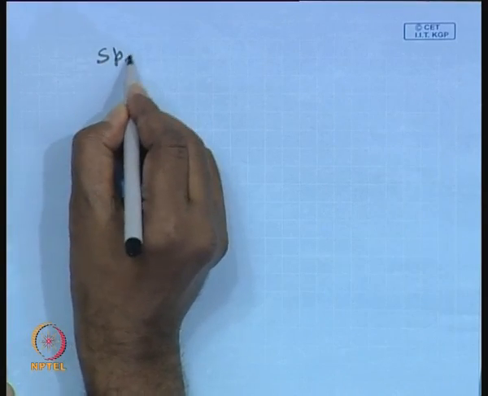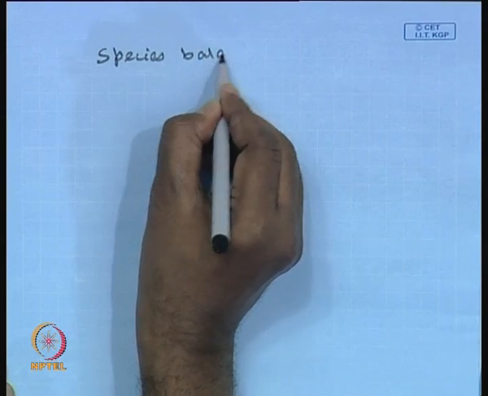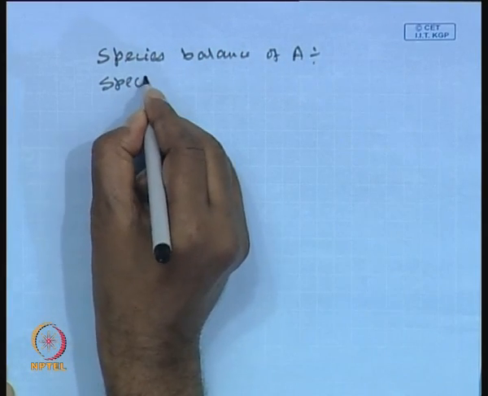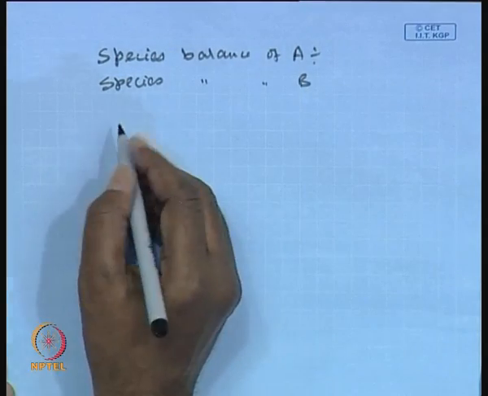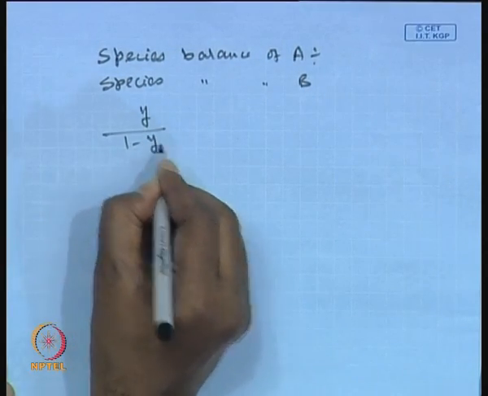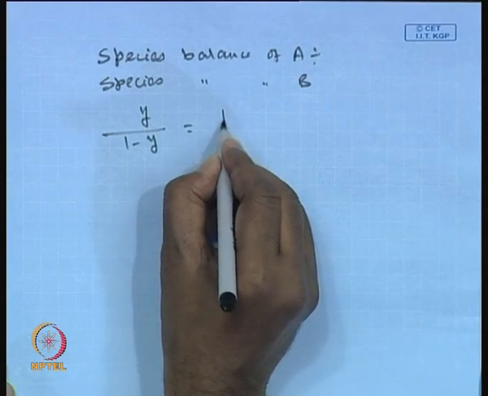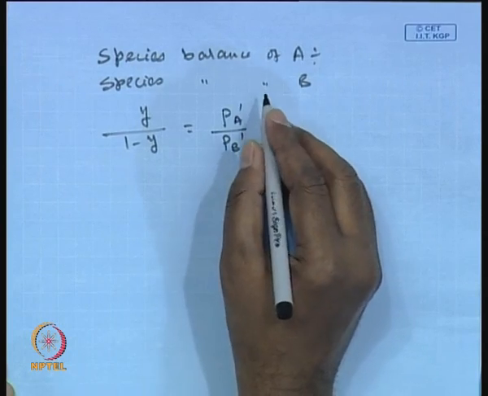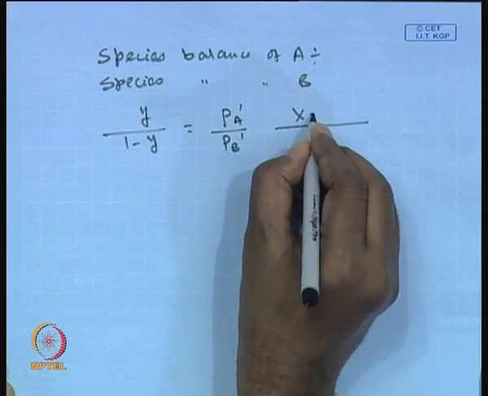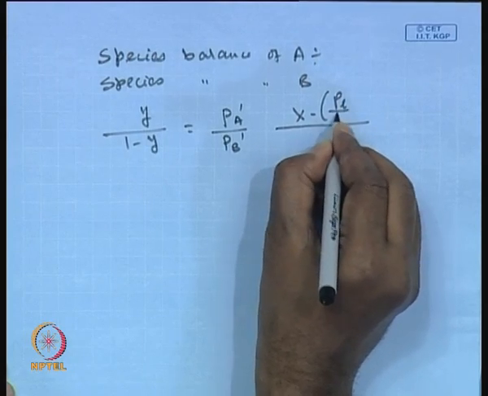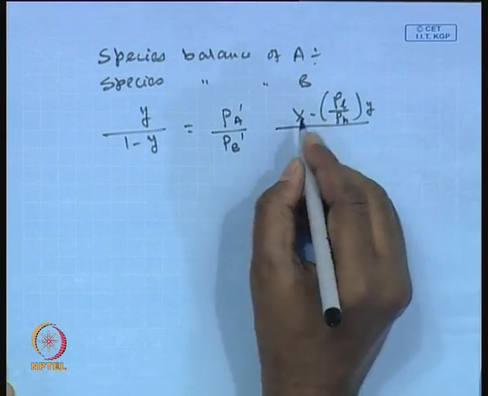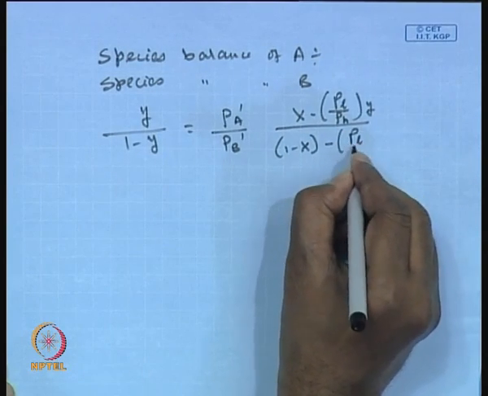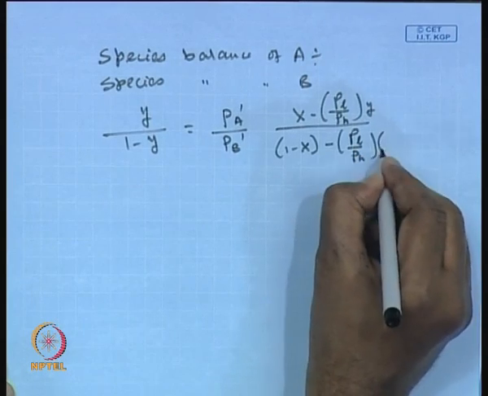That means, if you divide species balance of A by species balance of B, you will end up with the following expression: y by (1 minus y) is equal to P_A prime by P_B prime times (x minus P_L over P_H times y) divided by (1 minus x minus P_L over P_H into (1 minus y)).